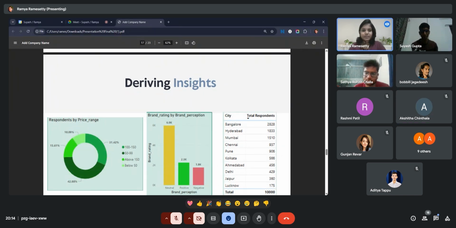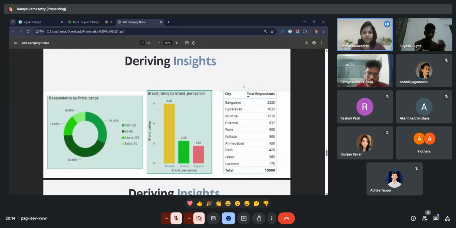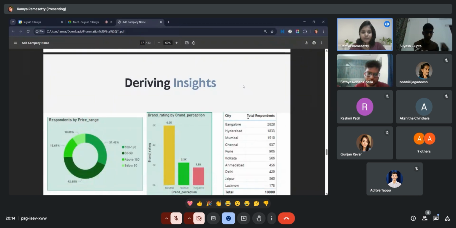After the visualization, the most important part of the project is deriving the insights. How can we derive the insights from the visuals? Here, I have given three different visuals. Can anyone of you say what insights we can get from these charts? Anyone, please elaborate.